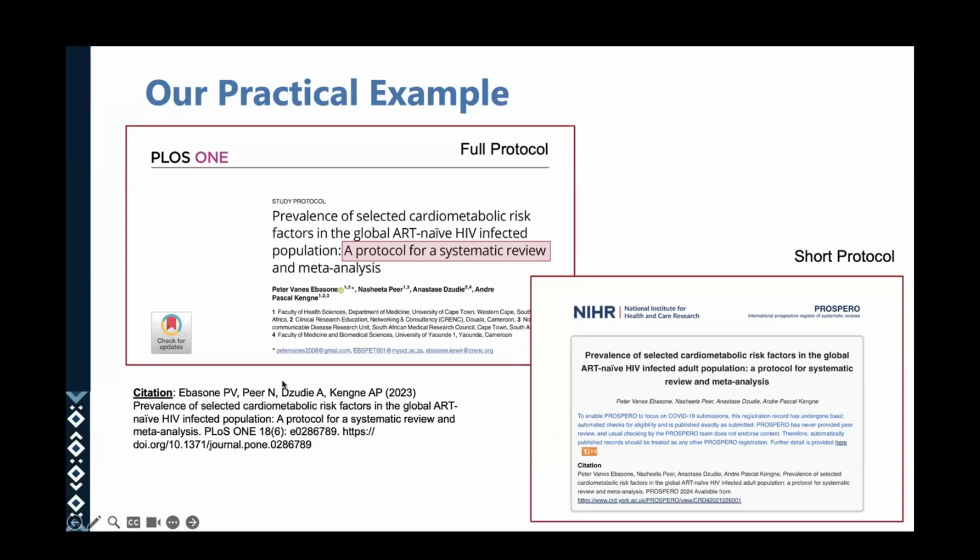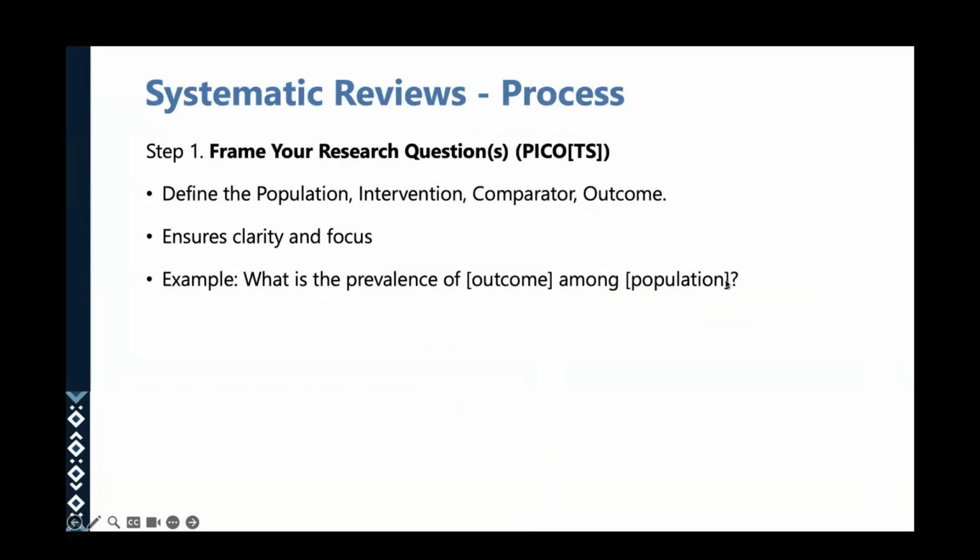You can see the detailed protocol here. But before we prepared this full protocol and published it, we made a shorter protocol, which we published on Prospero. So Prospero is kind of a repository for registering protocols. It's similar to the repository for registering clinical trials before you start them. So you can either prepare a short protocol or a full protocol. You don't need to do the full protocol, but at least you should always do a short protocol.